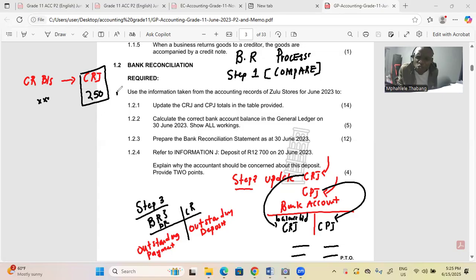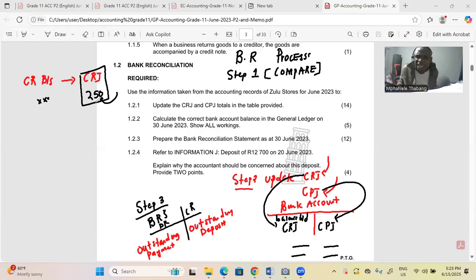And I'm saying this 250 in CRJ, it is not a mistake. It appears correctly and it should appear. The bookkeeper did well by recording 250 in CRJ. The question is, why is this 250 not in the credit side of the bank statement? Remember, grade 11s, I said if you have an entry in CRJ, that entry must also appear on the credit side of the bank statement.